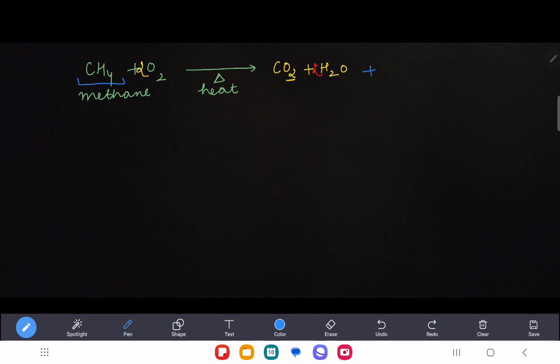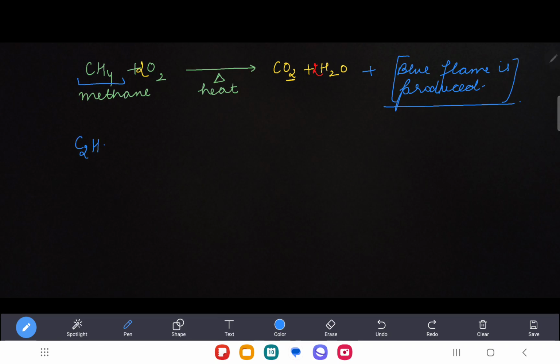And you understand that here, obviously, methane gas would be burning. So when something burns completely, a lot of blue flame is produced. You understand my point, right? So you can burn any hydrocarbon.